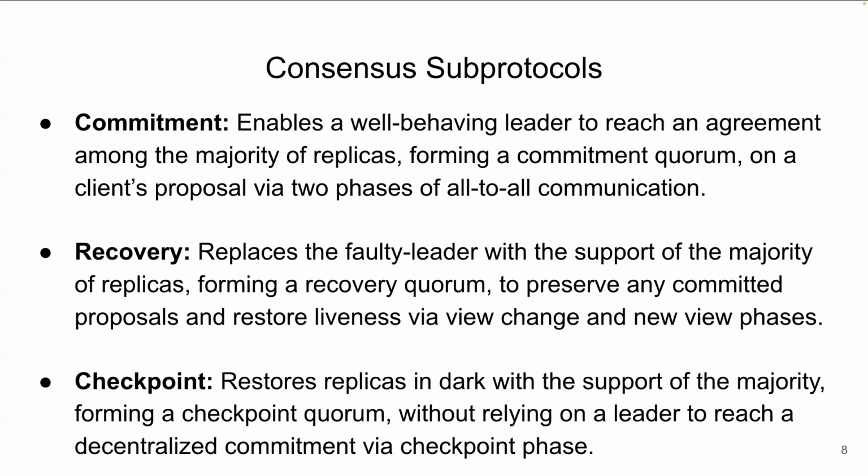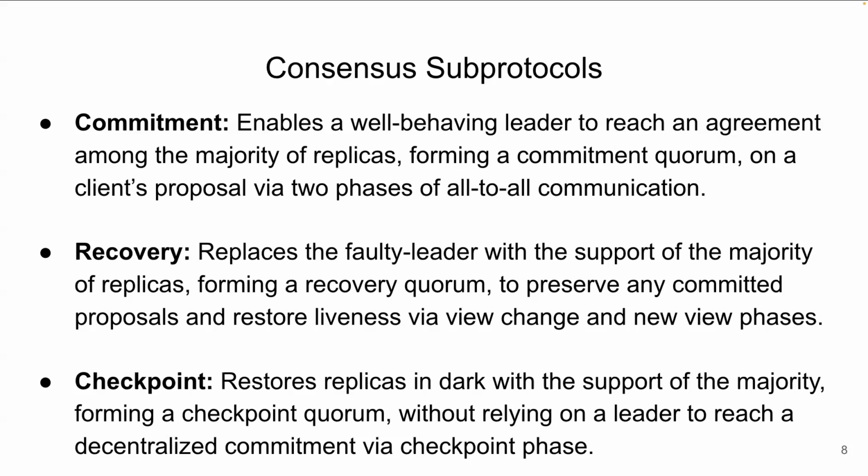It's actually the only protocol that is decentralized, and it's really intended to restore the replica in dark. So once a replica reaches a committed state, it tells everybody else, I'm committed. And if a checkpoint quorum is formed, meaning a majority are committed, then they can consider that commitment as stable, as checkpointed. They don't have to worry about it anymore because it's stable. That means the majority of replicas have committed.